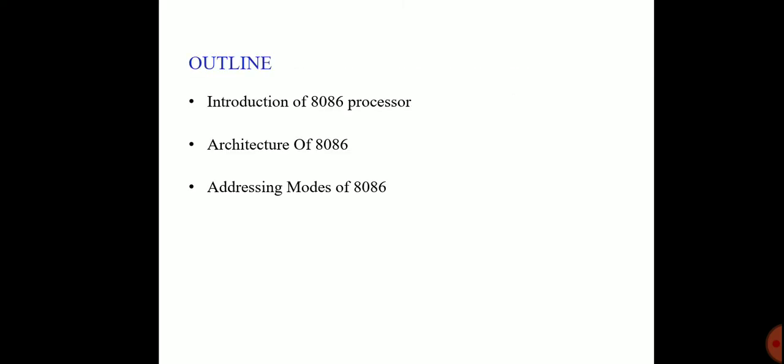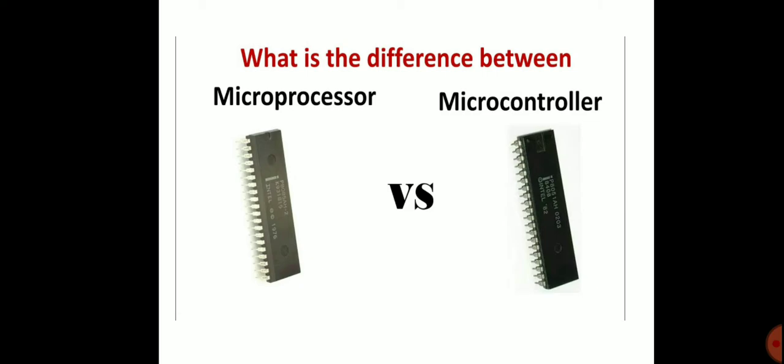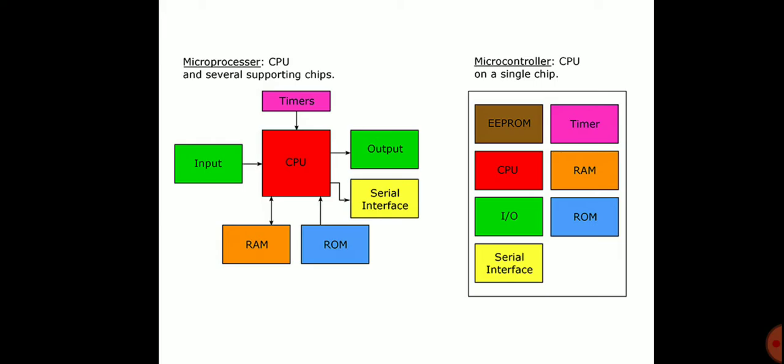Now, the outline of this presentation: introduction of the 8086 microprocessor, the architecture of the 8086 microprocessor, and also the addressing modes of the 8086 microprocessor. First of all, what is the difference between a microprocessor and a microcontroller? In a microprocessor, we see the diagrams. The microprocessor is a CPU with several supporting chips as separate devices. Here is the block diagram of a microprocessor.